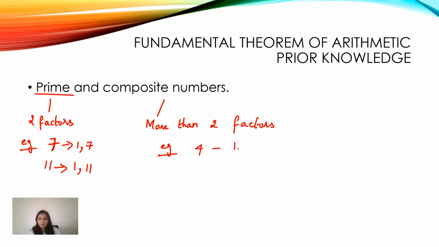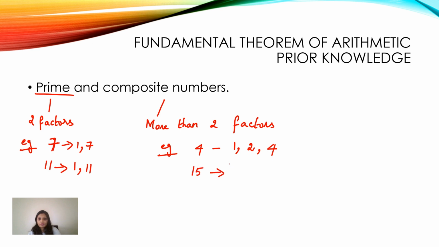It will be divisible by 1, it will be divisible by 2, as well as it will be divisible by 4 and leaves a remainder 0, isn't it? So I can understand here I have three factors, 1, 2 and 4. Let's take another example, 15.